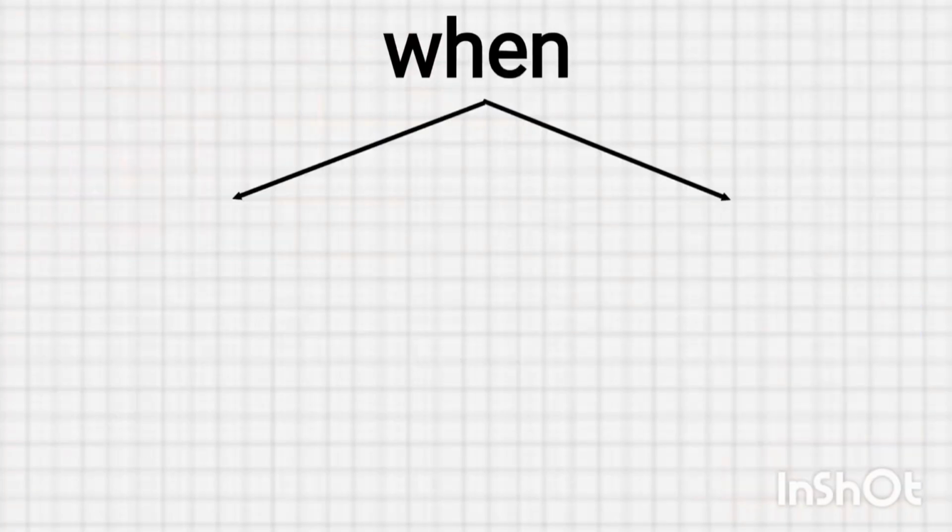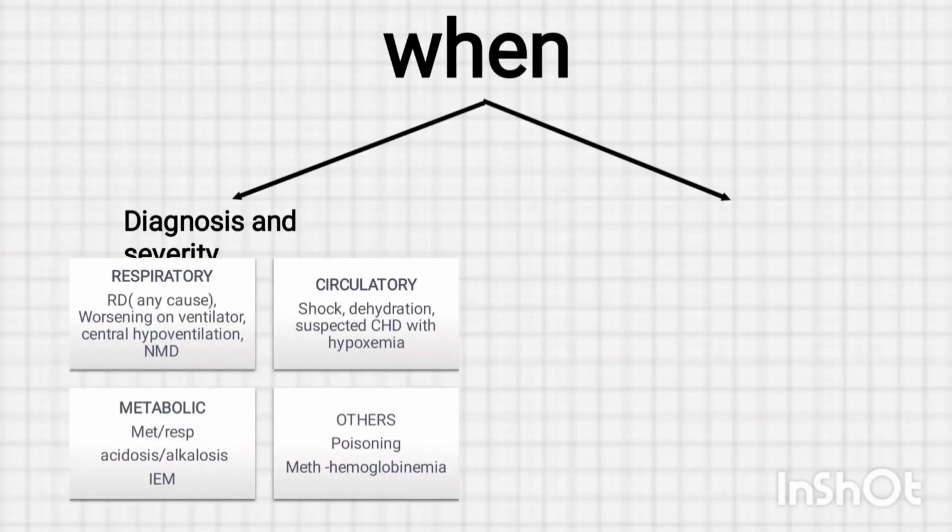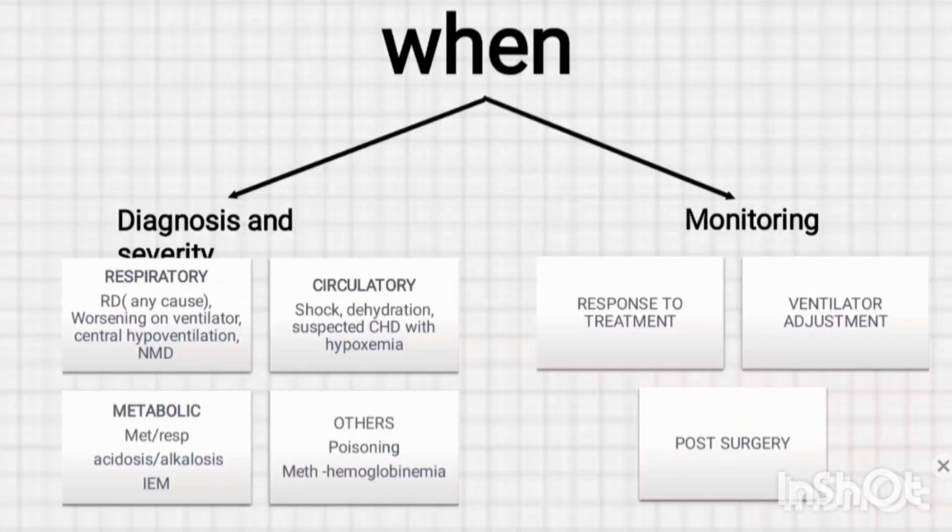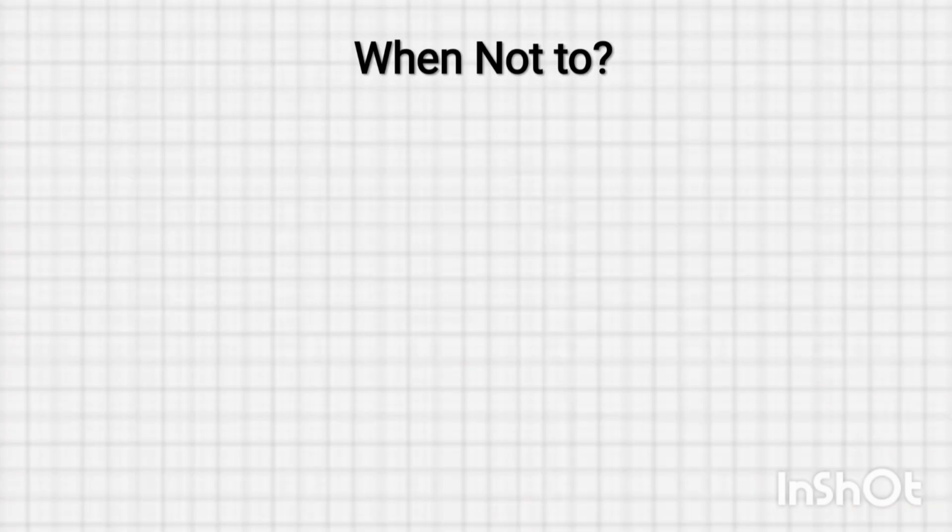Next, coming to when do you do ABG? There are two broad categories. One is diagnosis and its severity, which includes respiratory, circulatory, metabolic, and other causes. And next thing is for monitoring. Now you know when to do.